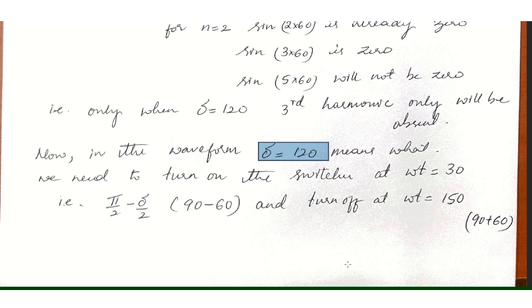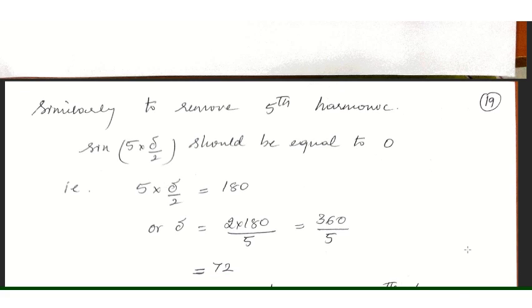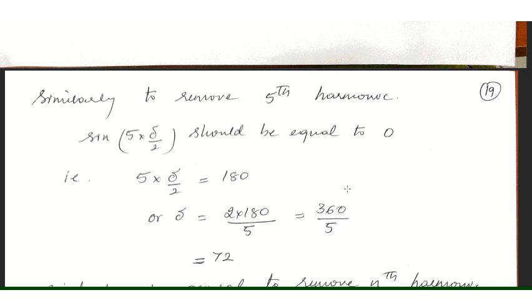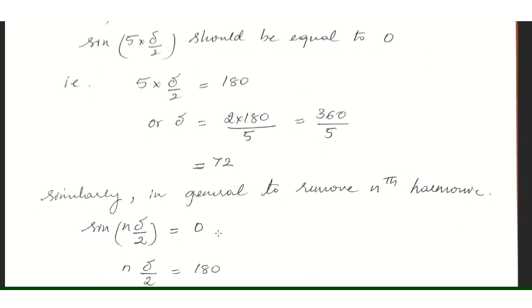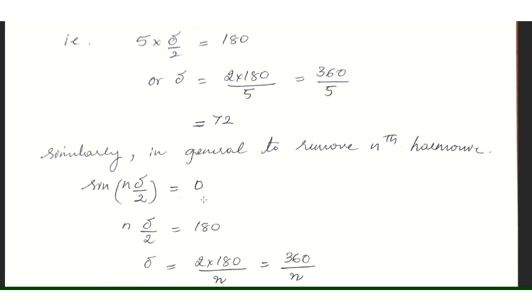Similarly, if I have to remove some other component, say the fifth harmonic component, then sine 5 delta by 2 should be equal to 0. Which also means that 5 into delta by 2 will be equal to 180, from which delta is equal to 2 into 180 by 5, which is nothing but 360 by 5. So delta will be equal to 72. So to remove the fifth harmonic component, you have to keep delta, the width of the pulse, at 72 degrees. From this, we can generalize things.